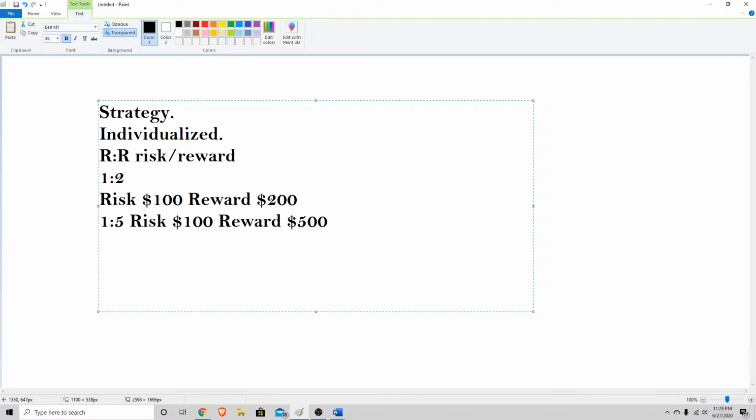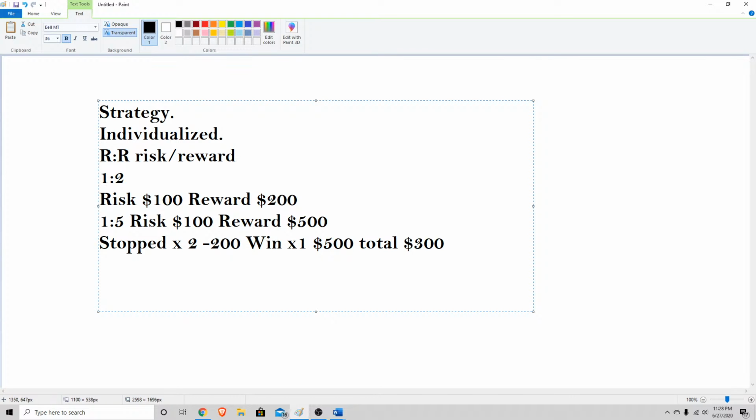So that means I can lose a lot more trades and still win. If I get stopped out twice, I'm minus $200, but then I win once, and I'm up $500, for a total of $300, right? We're not including fees right now.